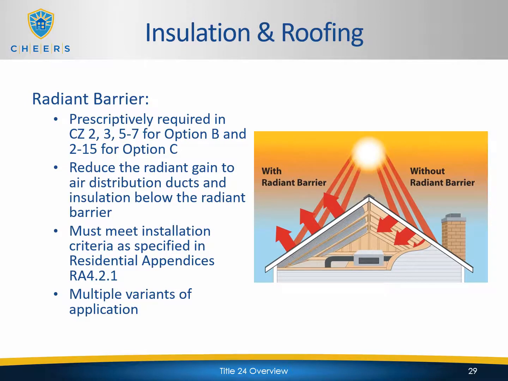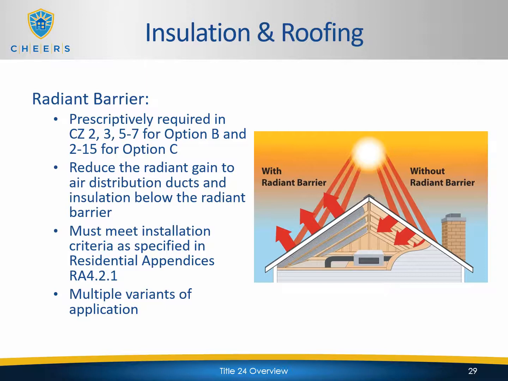As we saw, radiant barrier is prescriptively required in climate zones 2, 3, and 5 through 7 for option B, and 2 through 15 for option C. So what is radiant barrier? Radiant barrier is installed with the purpose of reducing the radiant gain to air distribution ducts and insulation below the radiant barrier. It's going to be installed, as you can see in the picture there on the right. The radiant barrier is installed right at the underside of the roof deck. It does need to have space between the radiant barrier and anything below it. Anything in contact is just going to be a direct transfer of that heat.